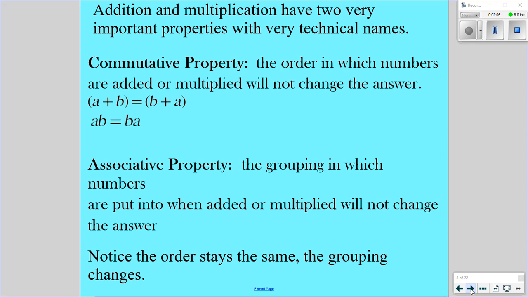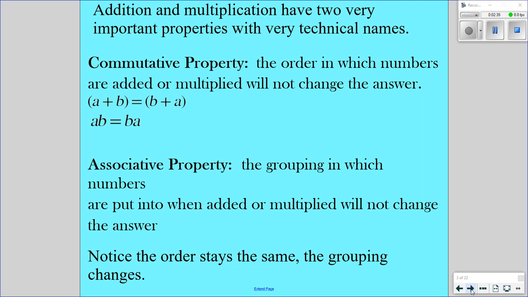Right, so with addition and multiplication, we have two very important properties that have their technical names. You have the commutative property and you have the associative property. Commutative property is the order in which numbers are added or multiplied. It will not change the answer. So you have an example of a plus b equals b plus a. Or if it's with multiplying, it's a times b will also equal b times a.